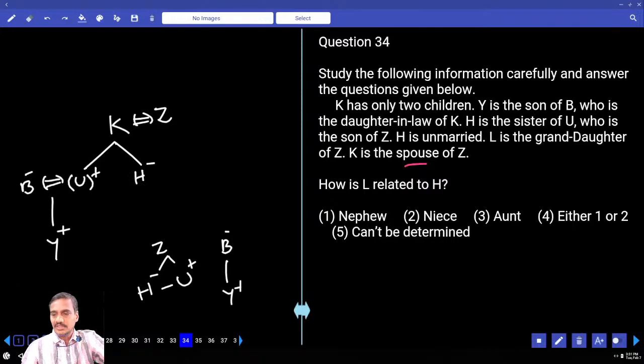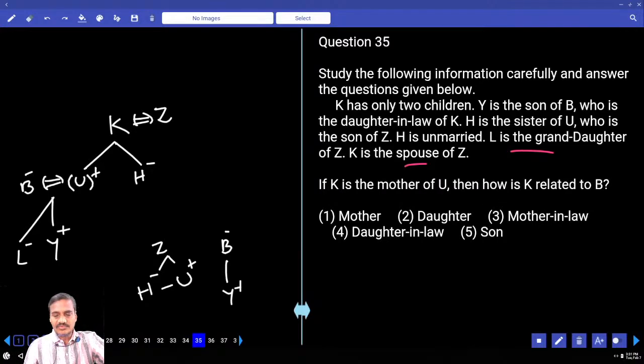H is unmarried. L is the granddaughter of Z. Granddaughter of Z means Z will be here, and L is the granddaughter. And how is L related to H? Brother's daughter is niece, choice 2 3 4. And K is the mother of U, so K is a female and Z is a male. Then how is K related to B? K is B's husband's mother, that is mother-in-law, choice 3, question number 35.